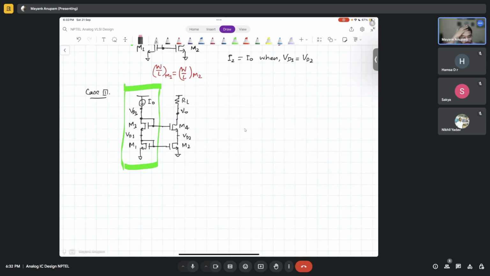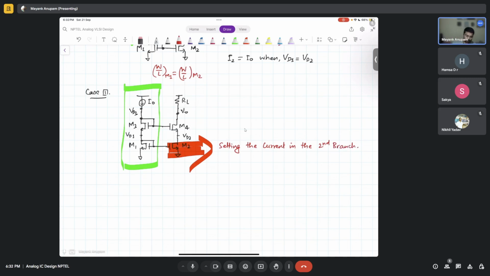Who is the guy who is dictating that this much current has to flow in this branch? Who is that guy? In the left branch or right branch? Right branch. This branch. I'm talking about this branch. Here first M2 will set actually. Yes, exactly. So M2 is the guy. It is setting the current in the second branch.